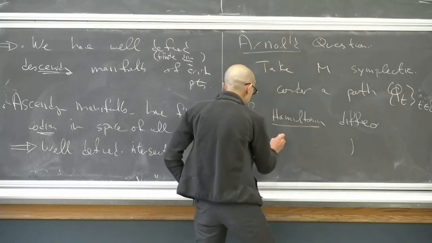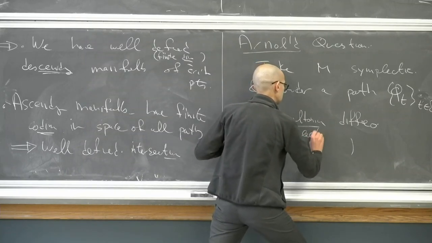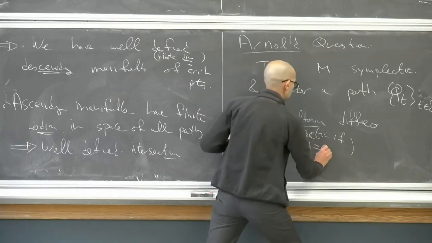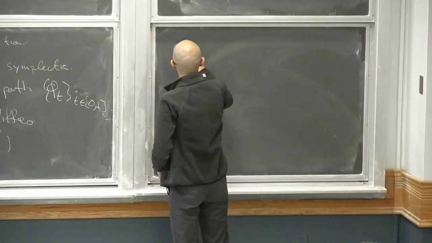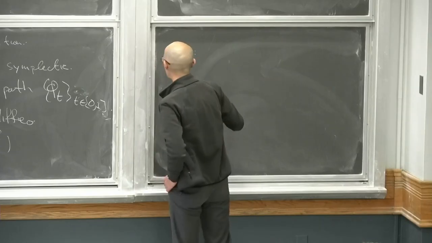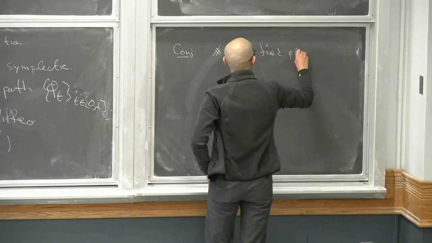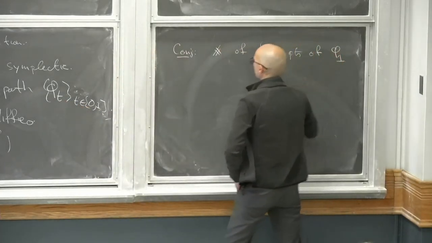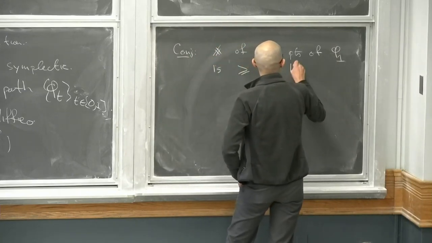Let's just say that this is implied by being symplectic if H1 of M is 0. So it's some slight restriction of the notion. And Arnold's question, Arnold's conjecture, maybe I stated a version of it for cotangent bundles last time, is that the number of fixed points of this time one map, phi1, is greater than or equal to the rank of the homology.